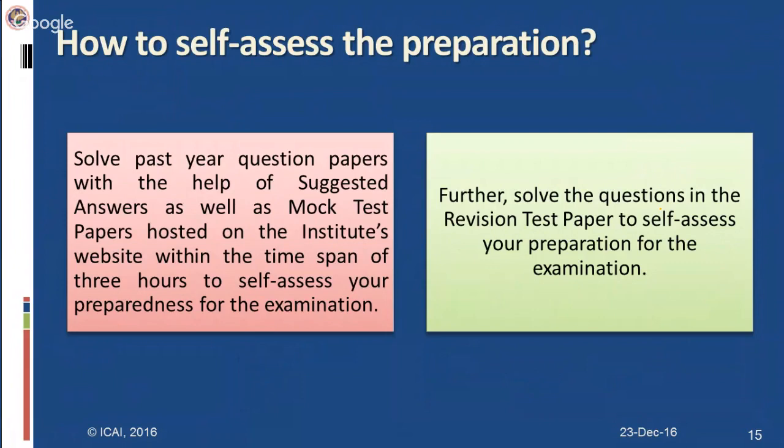But always keep in mind, suppose for May 2017, you're working on the basis of May 2016 suggested answers. Your answers should vary to the extent of the amendments made by the Finance Act 2016 and notifications and circulars issued after 31st October 2015. 31st October 2015 was the cutoff date for the May 16 examination. For the May 17 examination, the cutoff date is 31st October 2016. So one year's notifications and circulars plus the amendments made by the Finance Act 2016. To that extent, your answers will vary. That you must keep in mind.